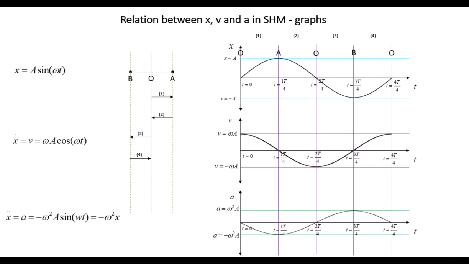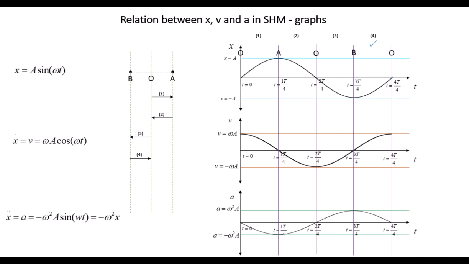And in step number 4, the object is moving from point B to O. And from the graph, we see that the displacement goes on reducing from the maximum value. It approaches the minimum value, and then it finally becomes 0 at the time t equals 4T over 4, which is nothing but T, which is the time period for one cycle of SHM.